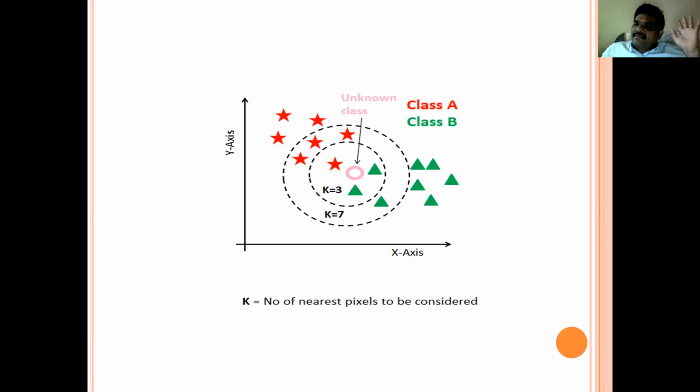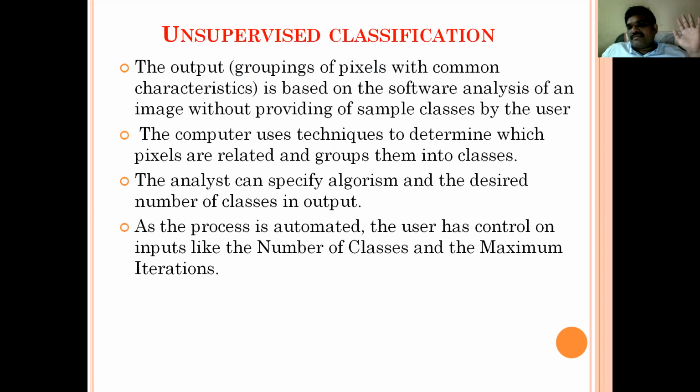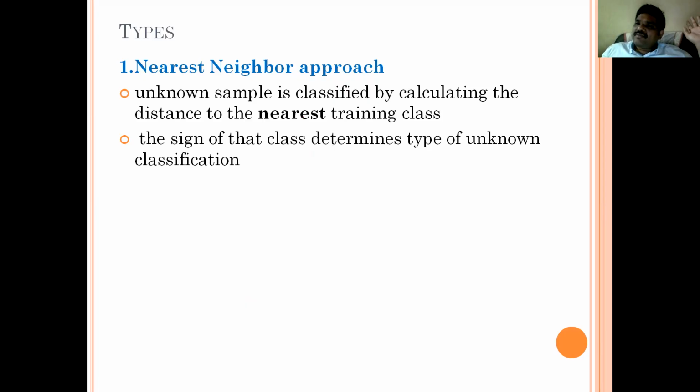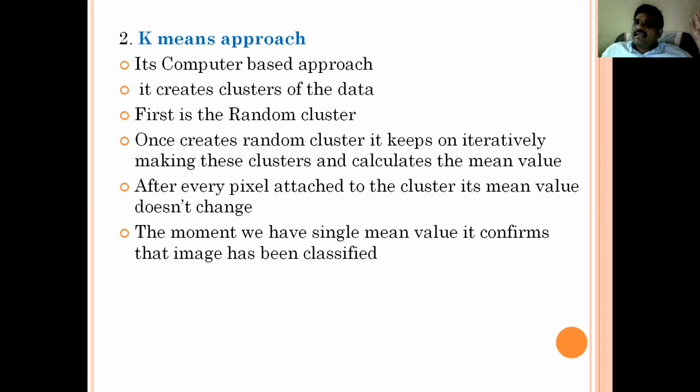The unknown cell will be classified based on the nearest pixels, where K is the number of nearest pixels to be considered. K will be taken as 1, 3, 5, 7, always odd numbers in order to take the majority of pixels, because through which we can give the class name. That's what you must write when attempting this question. Unsupervised classification: the first one is nearest neighbor approach, and the second one is K means approach.